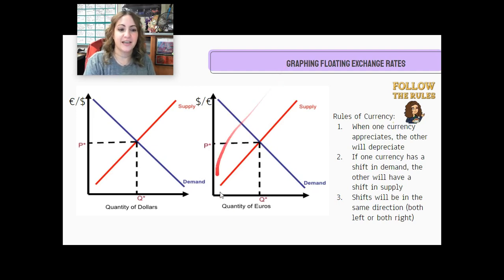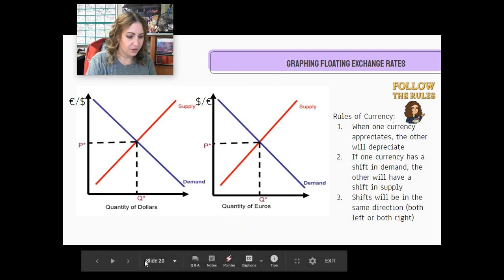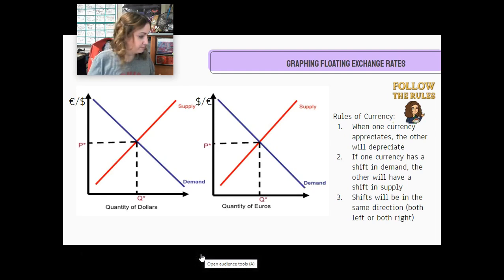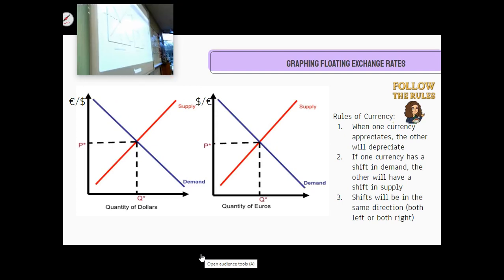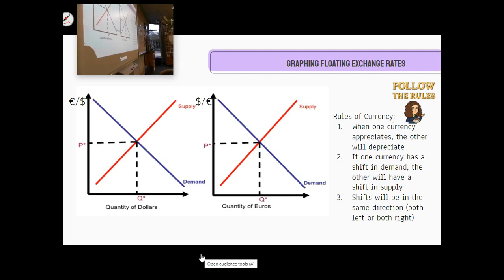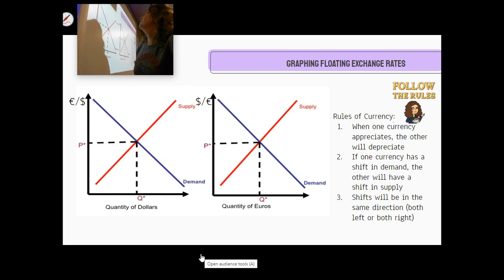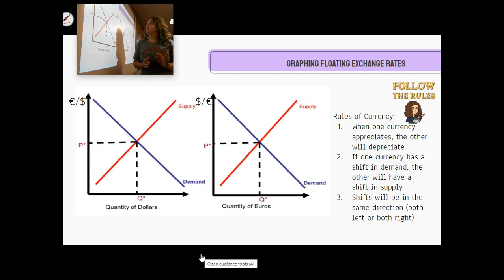So here is an example. And I wonder if I can draw on this. I don't think I will be able to, so I'm going to turn my camera around. I'm going to actually draw on the board. I'll be right back. Okay. So you can see me a little bit. There we go. That's a little bit better.